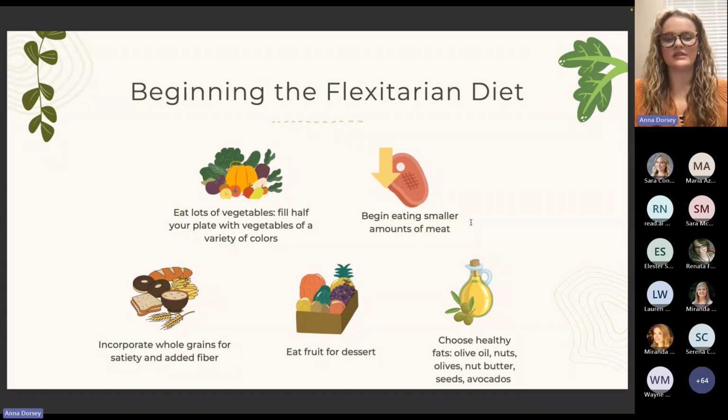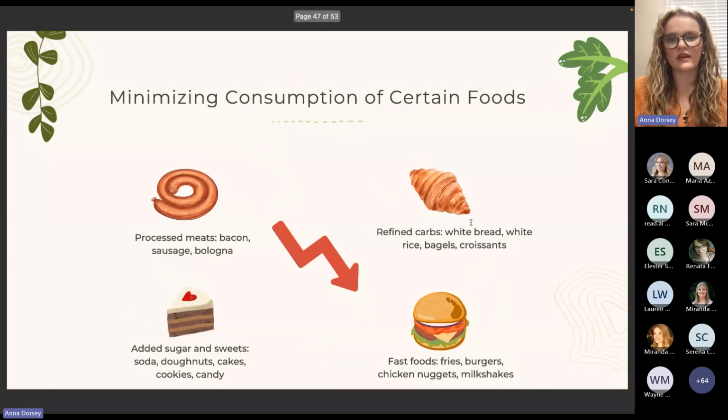But we really do want to focus on also getting really great sources of vegetables and whole grains and fruits and healthy fats. And then we want to minimize the consumption of refined carbs and processed meats like bacon and sausage and added sugars and fast foods.